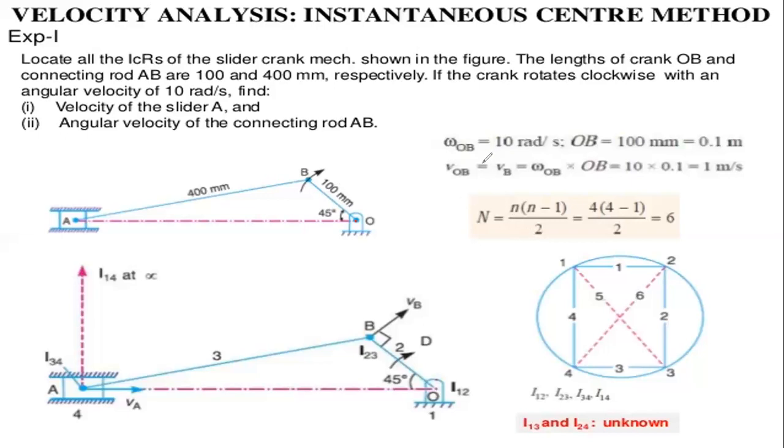Therefore, the velocity of B is taken as the angular velocity of OB times the length of the link OB. We know the angular velocity of OB is 10 radians per second, and the length of the link OB is 100 mm, which we take as 0.1 meter. In total, the velocity of B is 1 meter per second.